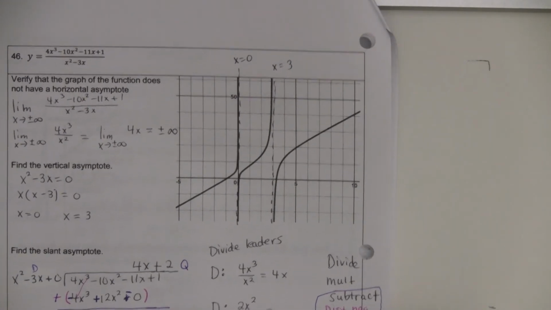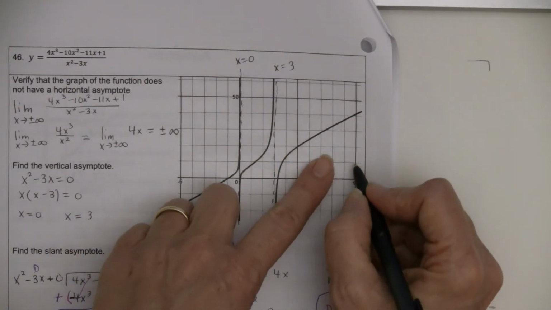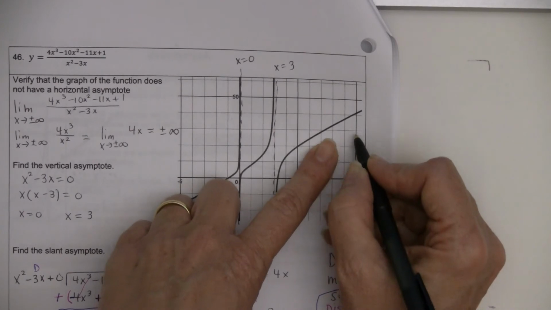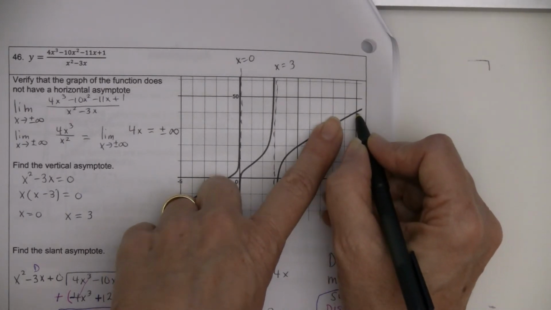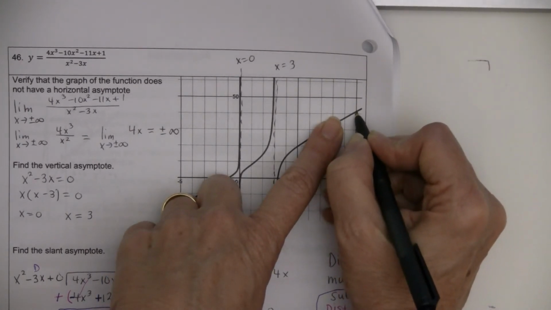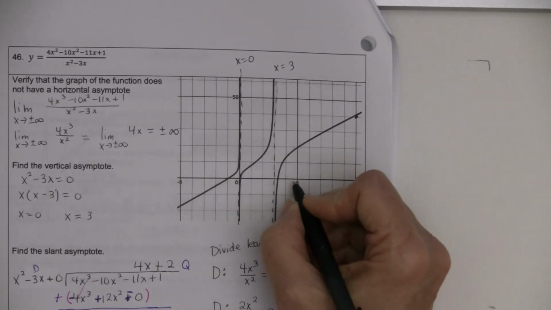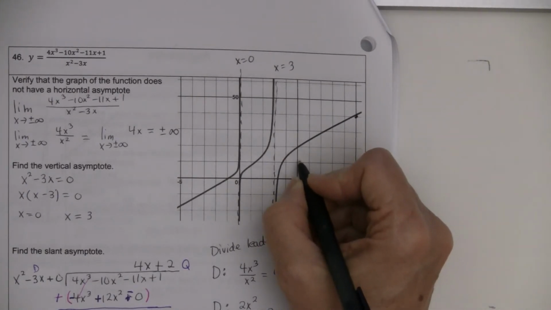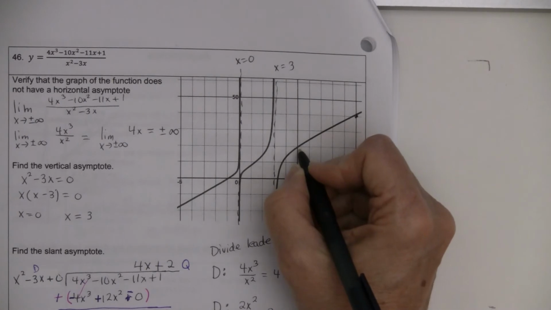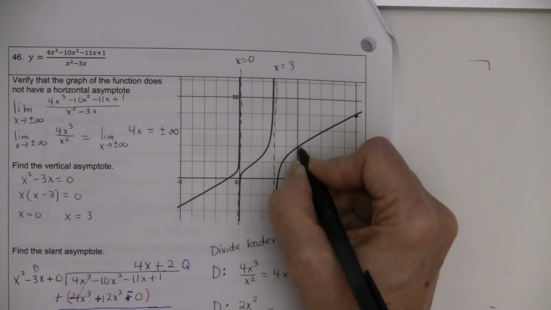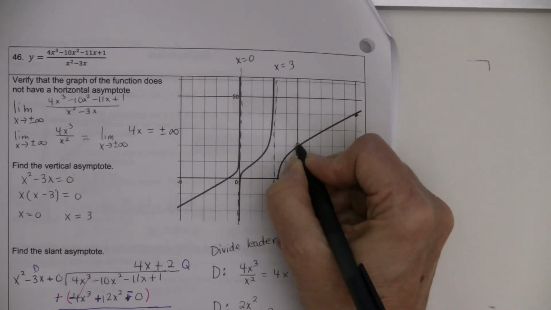So 10, 42. 10, 20, 30, 42 is right there. And 5, 22, 22 is right there.